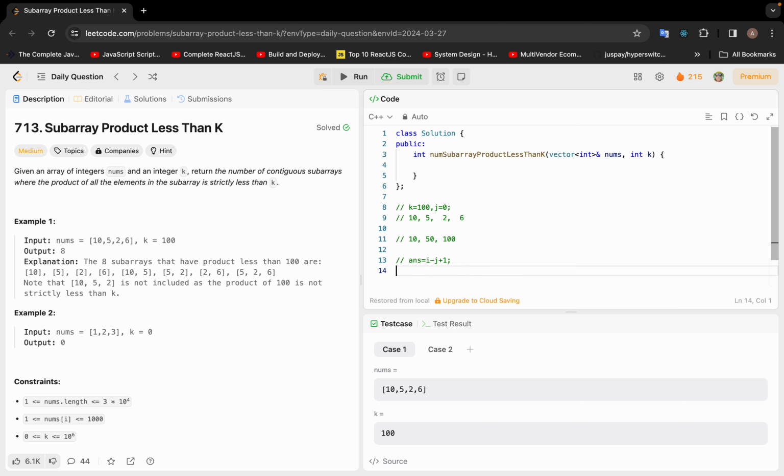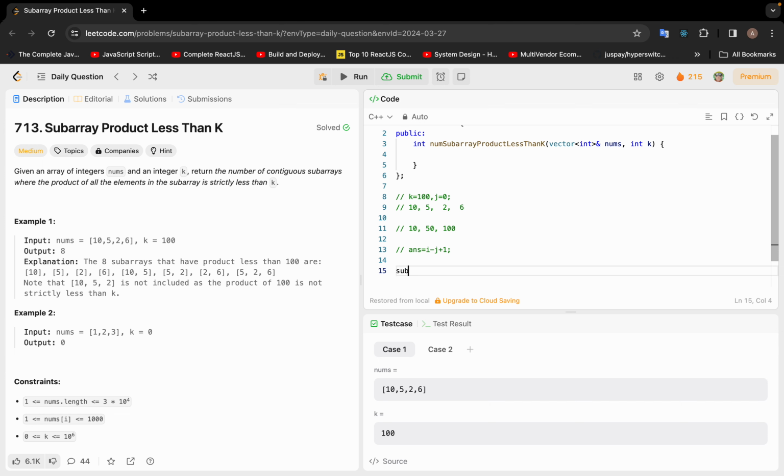There are also many problems like this: subarray sum equals to k, or less than k, or greater than k. You must have solved these problems. So these are some basic problems, and these methods are the same for all of these. These are sliding window approaches, right? All of them are sliding window approaches, right?